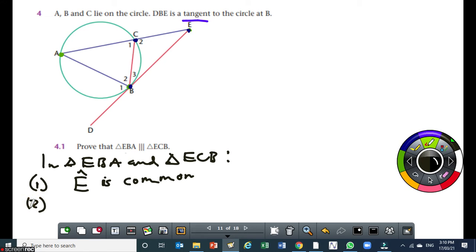Number two. Now let's do it angle by angle. We have proved already that this E here and that E are common. They are a common angle. Then we need now to prove the relation between this angle, that is B, which in EBA means we are talking about that angle. How is that angle equal to this angle C, which is C in ECB, this angle here? How are those two related?